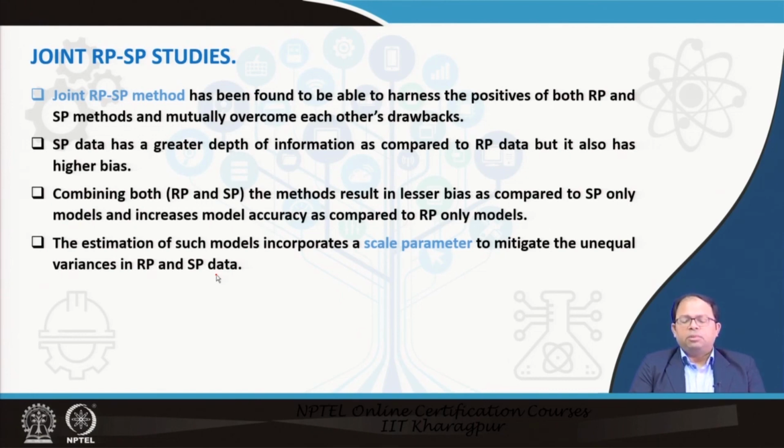Finally, we estimate these models and we incorporate a scale parameter to mitigate the unequal variances in RP and SP data. So this will be taken up when we cover our mode choice models. Then we will take up this joint RP-SP model as well.